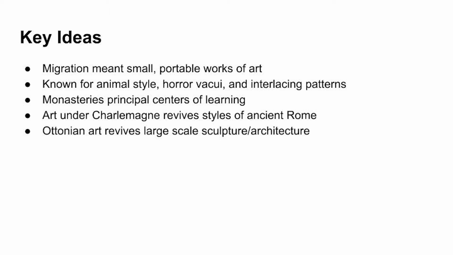The majority of people were migrants, and that meant that artwork tended to be smaller and portable. Although there was a lot of regional variation in artwork, you can recognize medieval artwork for its animal style. Animal style is a medieval art form in which animals are depicted in very stylized and complicated patterns, often seen fighting with one another or in violent ways.